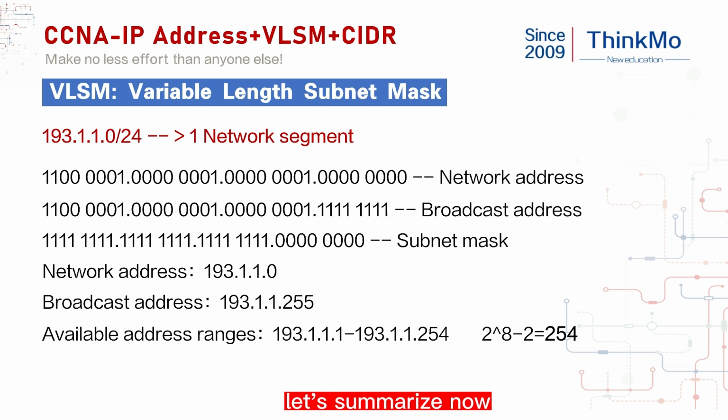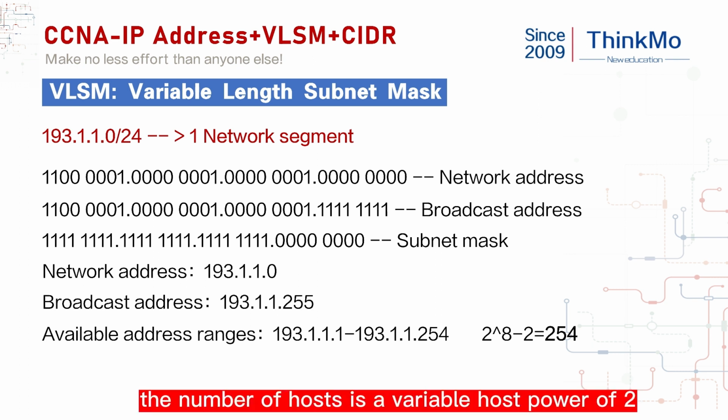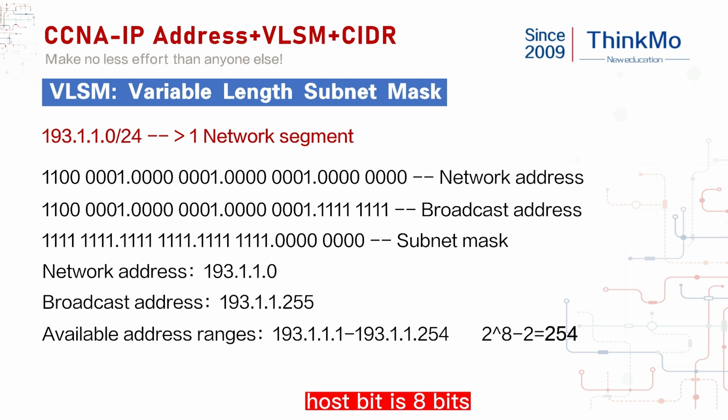Let's summarize now. The network address is 193.1.1.0. The broadcast address is 193.1.1.255. Its available address range is from 193.1.1.1 to 193.1.1.254. The number of hosts is 2 to the power of the host bits. The host bit is 8 bits, then just subtract 2, equal to 254. This is a standard class C address.